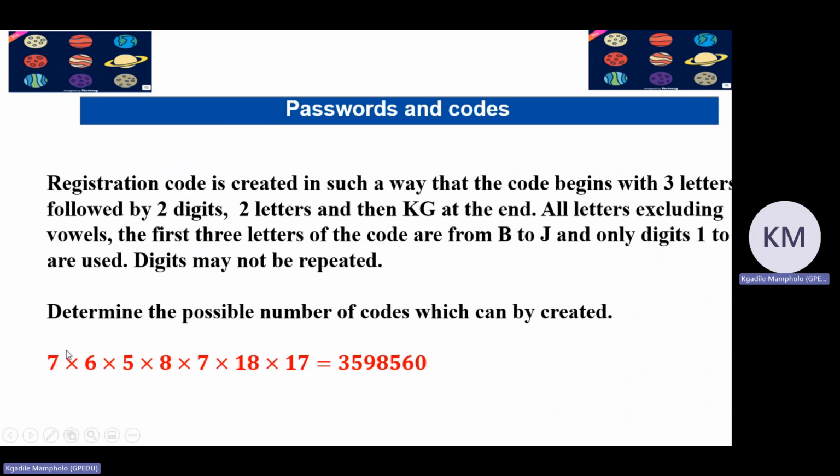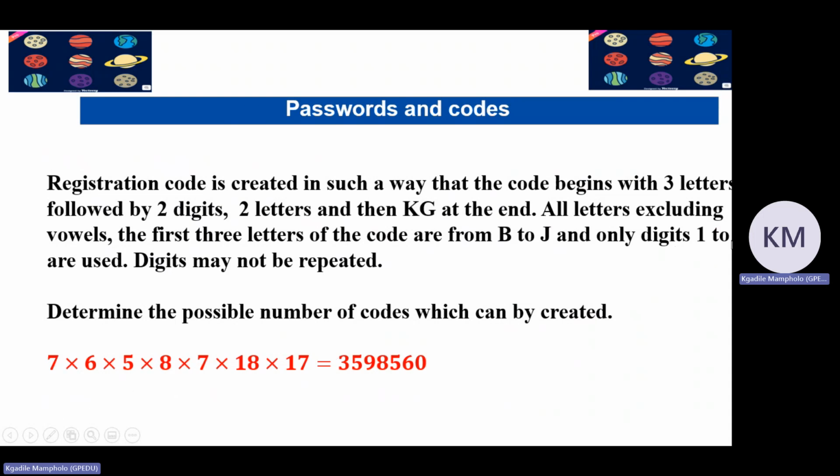Now, if there are 7, how did you get 7? We say B, C, D, E, sorry, E excluded, B, C, D, F, G, H, and J. There are 7. So it means when you choose the first letter of the code, you'll be doing this out of 7, because repetition is not allowed. When you choose the second letter, you choose out of 6. The third you choose out of 5. So this represents the letters of the code.